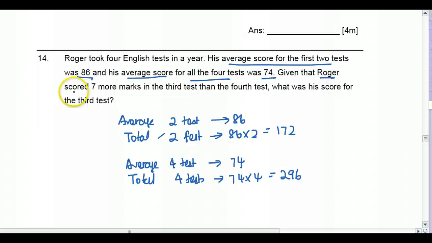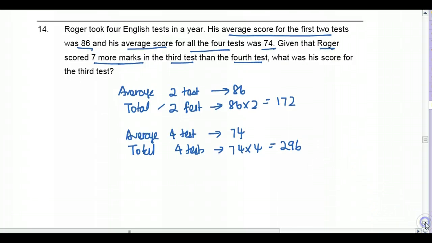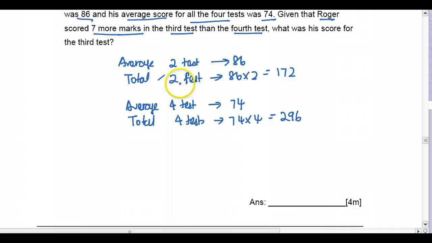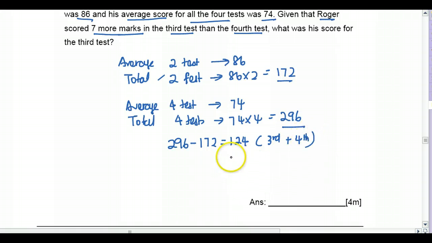Given that Roger scored 7 more marks in the third test than the fourth test. So now I look at the third test and fourth test. Now my total for the first 2 tests is 172. My total for the 4 tests, including third and fourth, is 296. So I need to take 296 minus 172, which is 124. This one is my third and fourth test, right? So I know that the third test has 7 more marks than the fourth test.